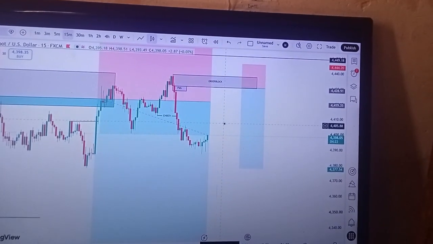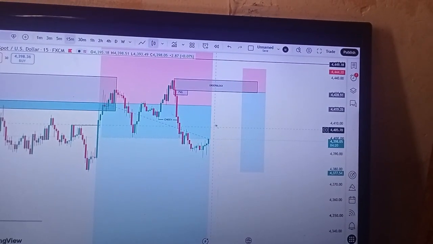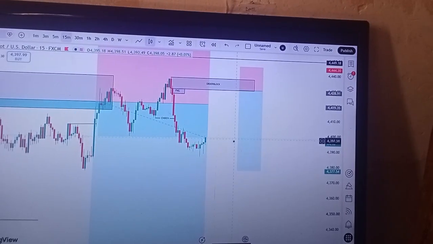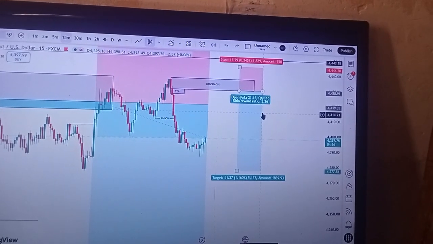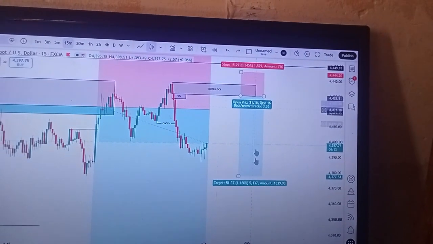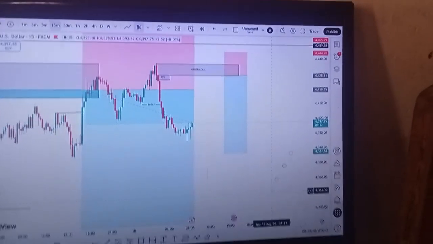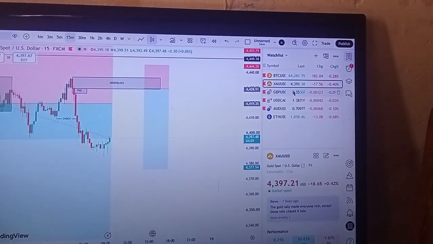So we're only left with one thing, which is liquidity. We want the price to go up right around here, then drop a little bit to create liquidity at this point, then go and tap us in and drop. So that is it on gold. Let's go see GBP USD.